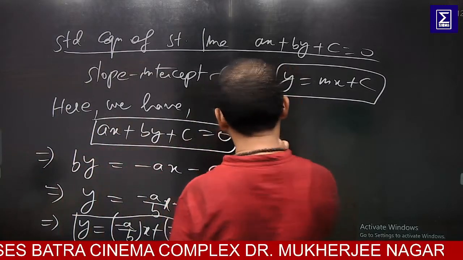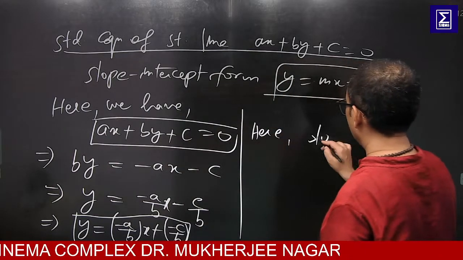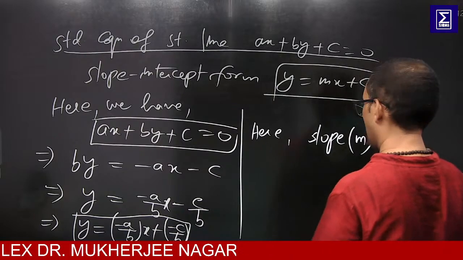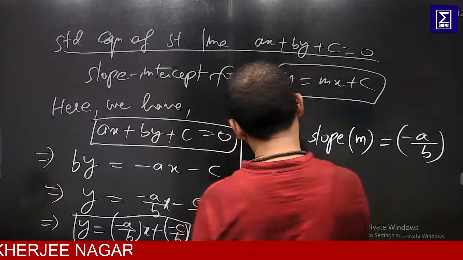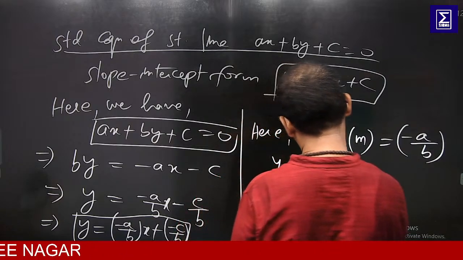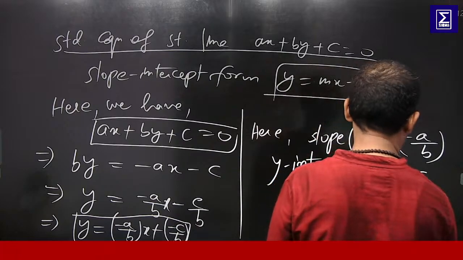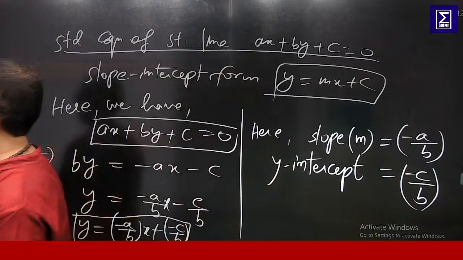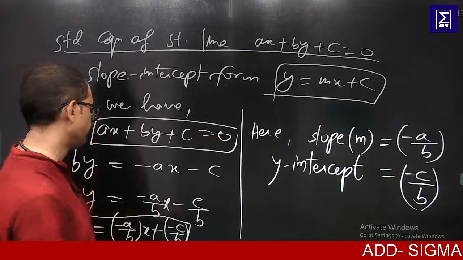Here slope m is nothing but minus a over b, and y-intercept is nothing but minus c over b. So this is how we are able to convert from one form to another form very easily and quickly.